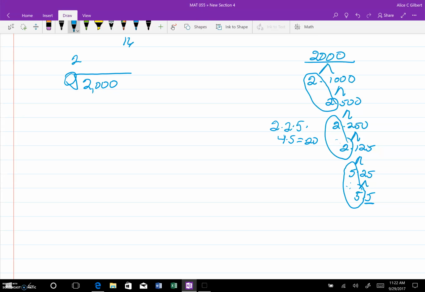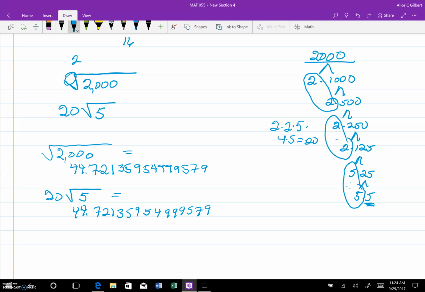And because these guys are wrapped up in blankets, coats, whatever you want to think, I think of this radical sign as the house. They're allowed to go outside of the house. And then it's times, and then whatever prime numbers are left over, you multiply those up and put them inside the house because they didn't have a coat on and were not allowed to go out. So if I put into the calculator the square root of 2,000, I get this big long number, 44 point blah, blah, blah. If I put in 20 times the square root of 5, I get the exact same number.